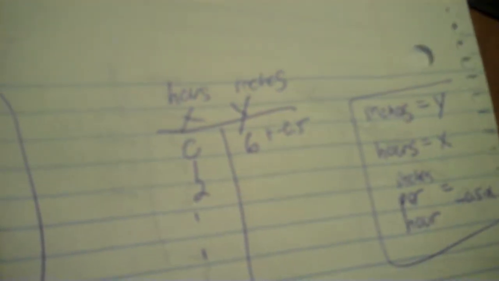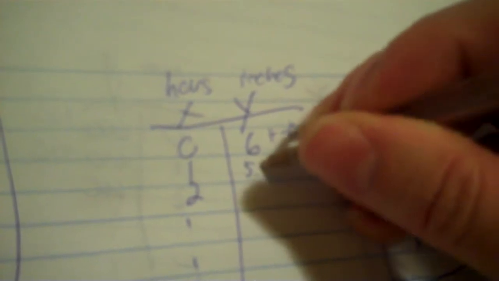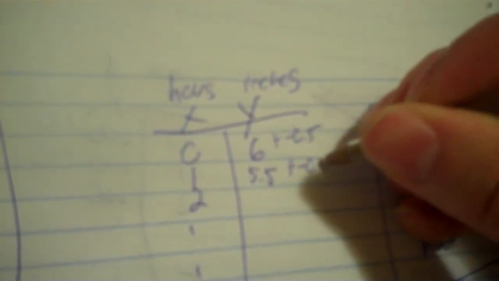Okay, so let's make our table, X, Y. So X is hours. Y is inches. So 0, 1, 2. Now your inches started at 6. Then you're going to add negative 0.5. And it's going to go down when you add a negative. It's like subtracting, so 5.5. Then I add negative 0.5 again.